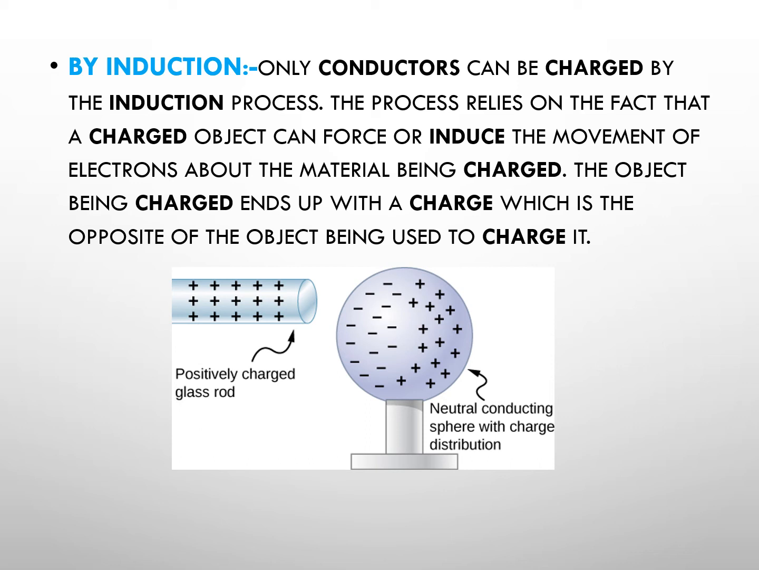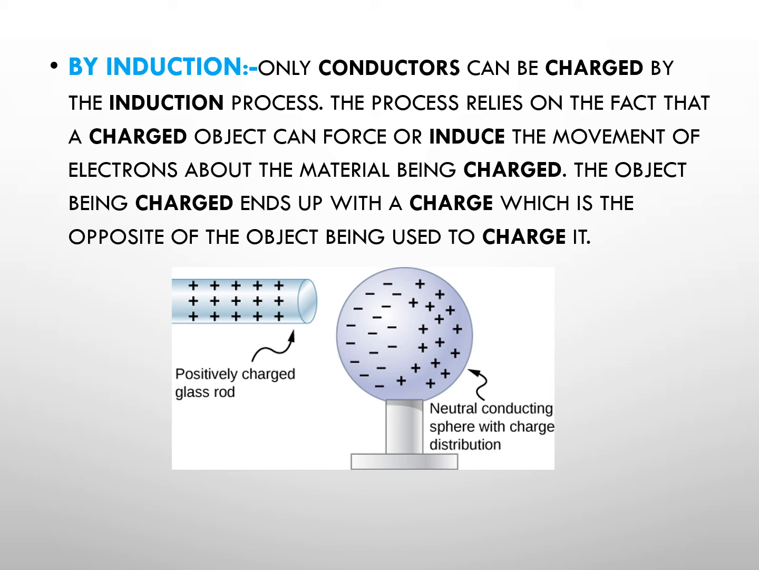In this paragraph, we are going to study about the charging of conductor by induction method. Only conductors can be charged by the induction process. The process relies on the fact that a charged object can force or induce the movement of electrons about the material being charged. The object being charged ends up with a charge which is the opposite of the object being used to charge it.